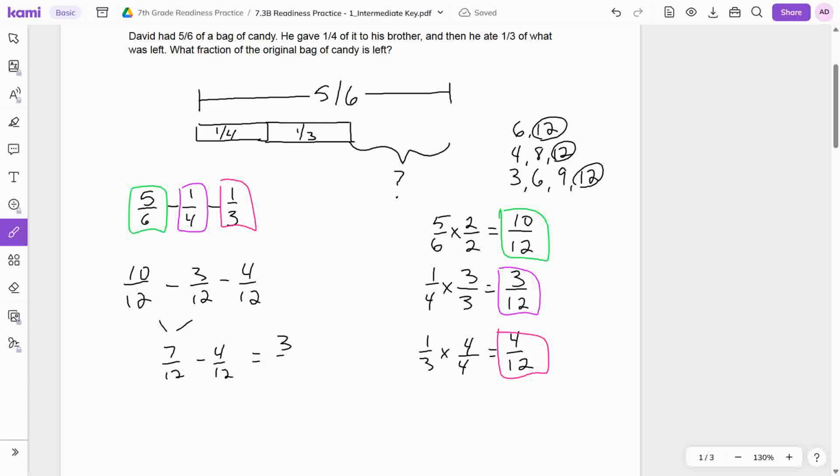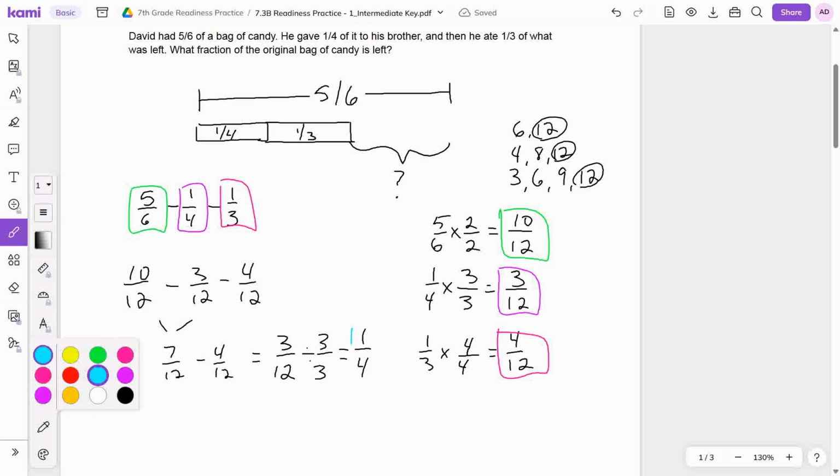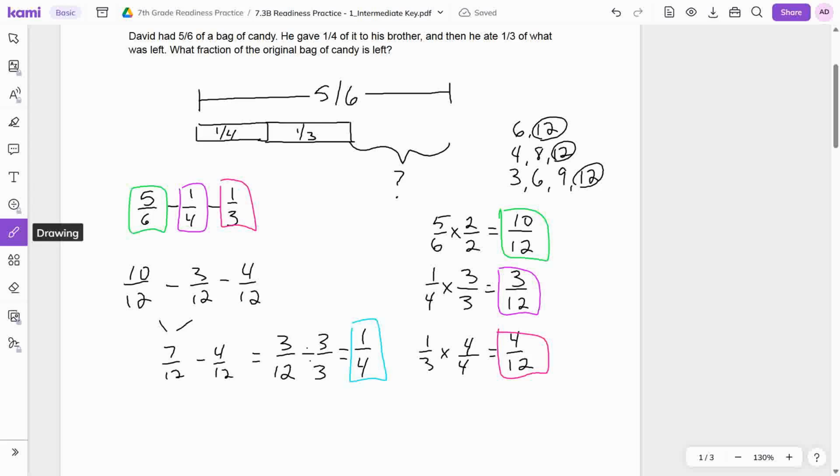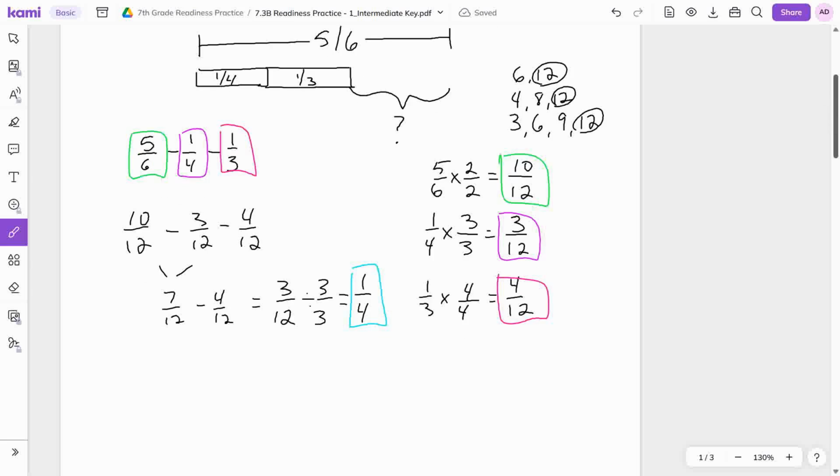It's going to get me a 3/12. And I do need to simplify that, so let's simplify that by 3's. There's that fourth I was looking for. 1/4 is going to be the answer. 3/12 is also correct, but 1/4 is the simplest form of that 3/12.